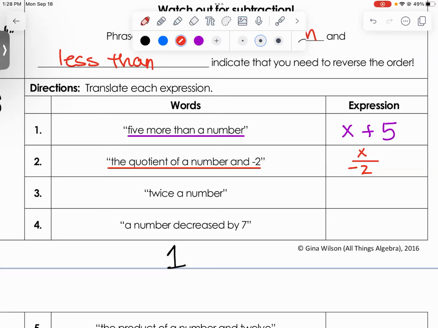Ash, what do you think about twice a number? Twice a number. Okay, what number specifically does twice imply? Multiply by what number? Okay, so 2x is what we're going for here.